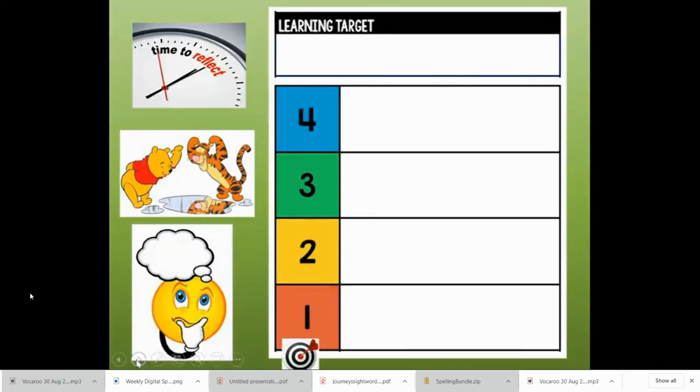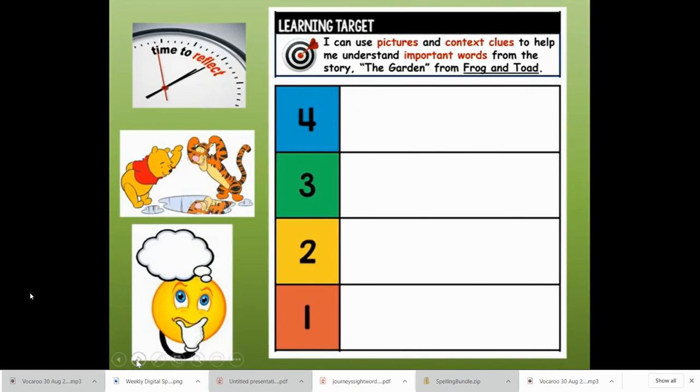All right, it's time to reflect. Did we meet our learning target? I can use pictures and context clues to help me understand important words from the story, The Garden from Frog and Toad. How do you feel about it? Do you think that you met your learning target?